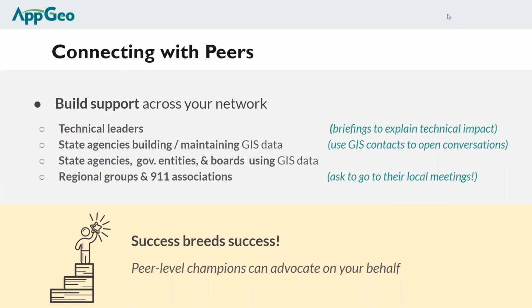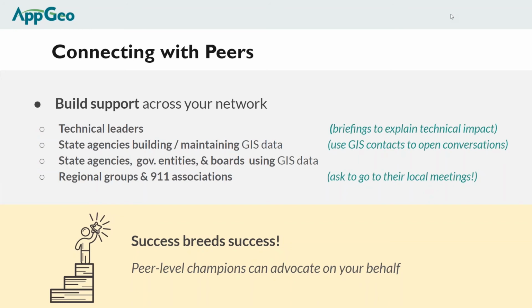Third group, kind of related but a little bit different, are state agencies who are using GIS data. And this could be other governmental agencies and boards as well. Folks in your environmental, recreational, education departments, health and human services, and other public safety agencies that are outside of 911. Now, these are the people who are using the GIS data in their daily activities, and they're making critical decisions based on the content of that data.